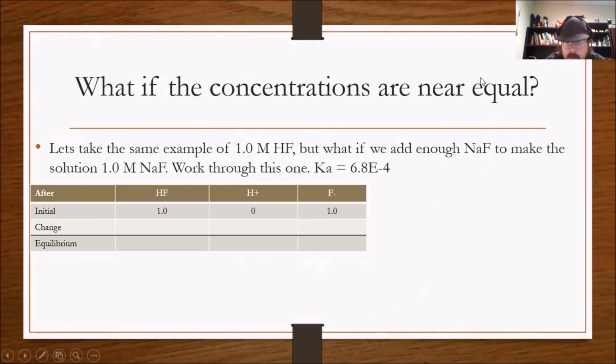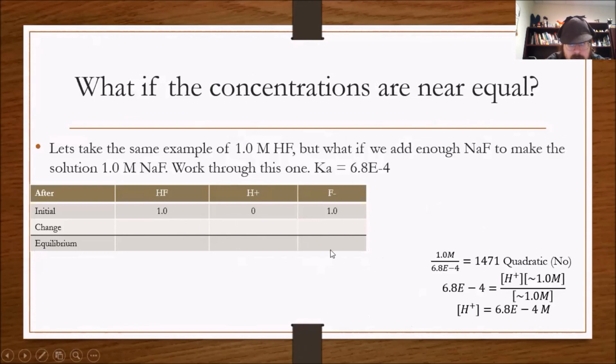Now, if you get to the point where the amount of HF and the amount of NaF are the same, we end up seeing that the concentration drops even more, until we get to the point where the concentration of H plus is equal to the Ka. As if this is 1 molar and this is 1 molar, they cancel out, and we get that the Ka is equal to the H plus concentration. So if I have equal amounts of acid and conjugate base, it becomes as simple as it can be.